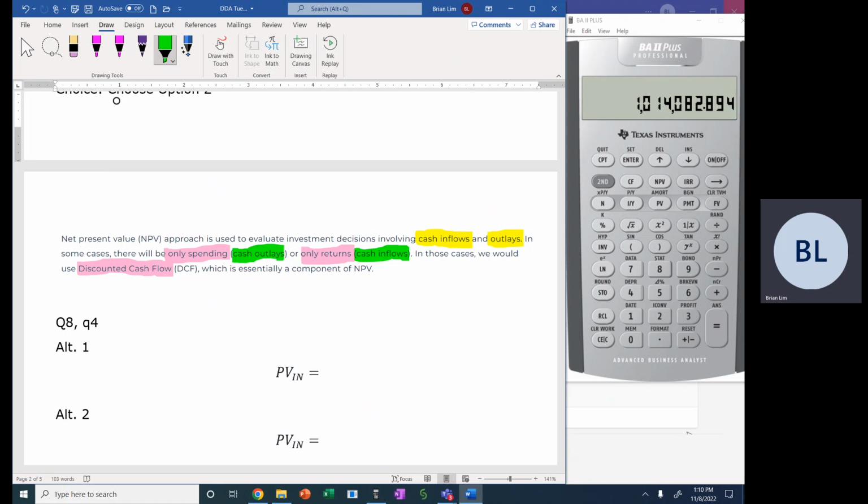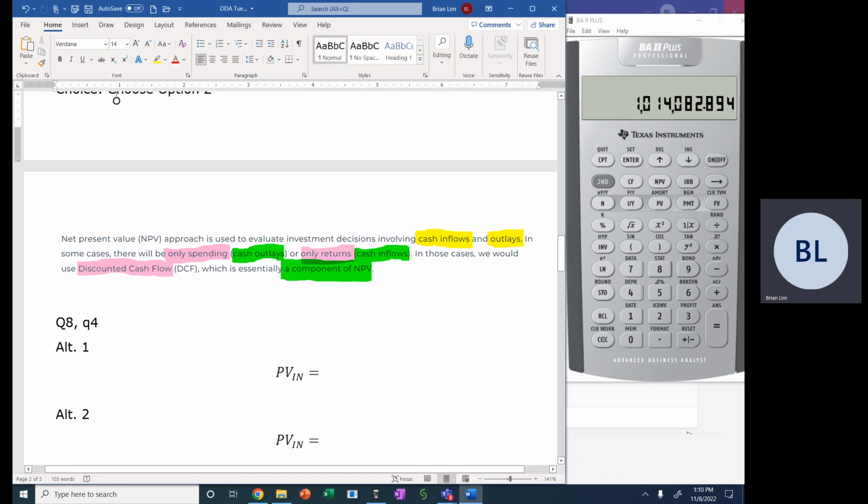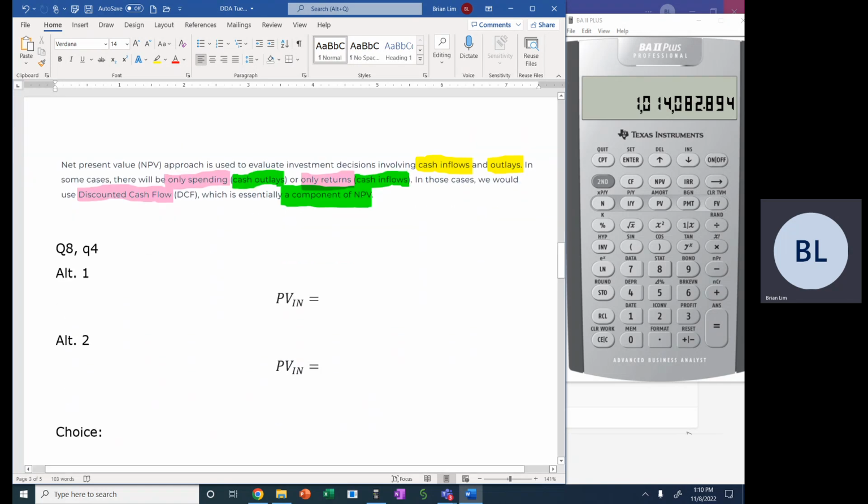There's only outlays or inflows, all right? In those cases, we use discounted cash flow, which is essentially a component of net present value. All right, you can say a subset, whatever kind of description you like to use. Anyway, but that is it. And that is how it works. All right, so money in this case is only coming in, nothing's going out.